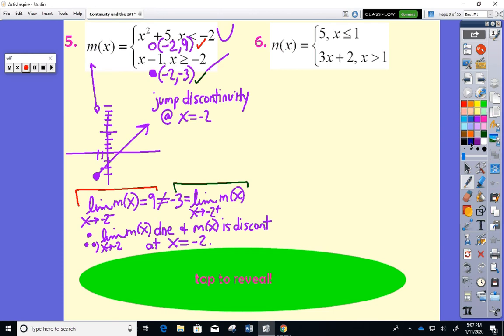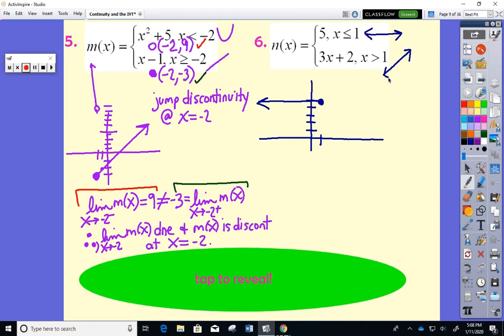So I know that y equals 5 is just a horizontal line. And I know that the horizontal line at 1, 5 is closed there, and that horizontal line runs leftward. So that's done. I like that part. That was easy. So then at the second piece, 3x plus 2 is a diagonal line.